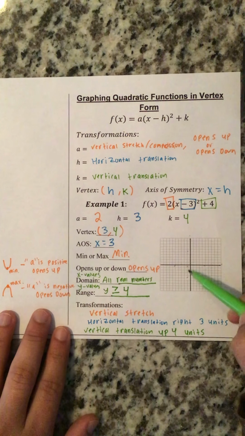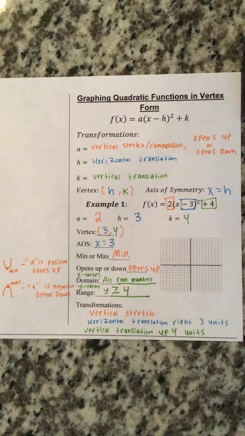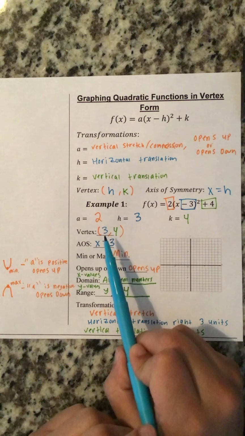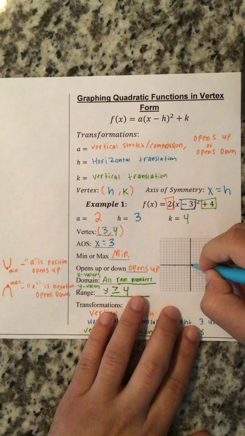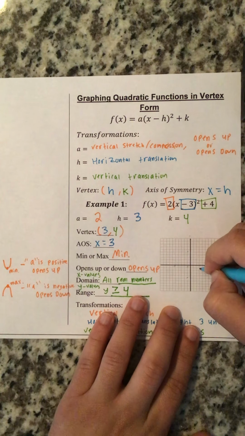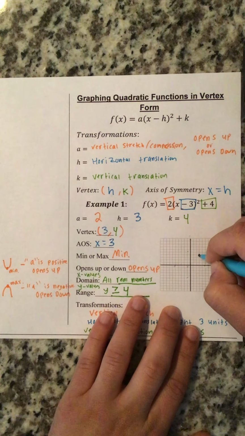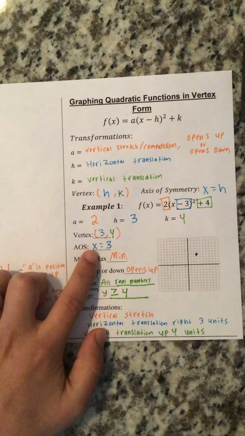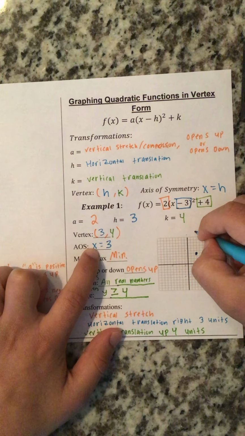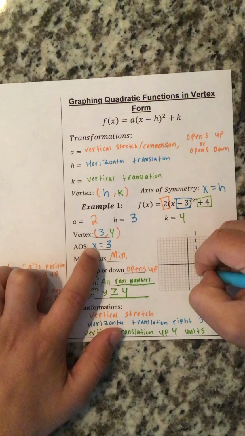Last thing we have is the graph. It doesn't have to be perfect, but I'm going to show you how to get a rough sketch. So if my vertex is (3, 4), let's plot that point first. 1, 2, 3, then up 1, 2, 3, 4, right there. There's my vertex. And the axis of symmetry is x equals 3, so let's draw our little dotted line right there.